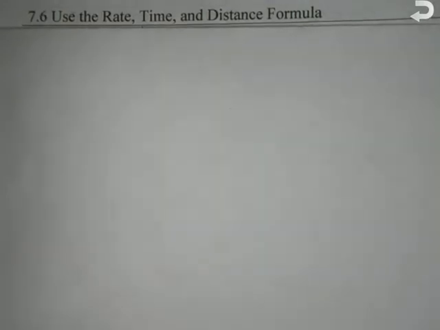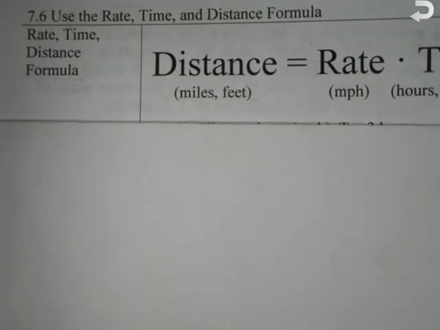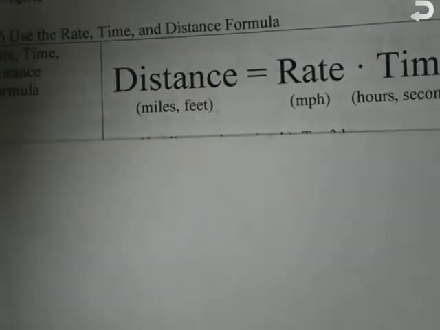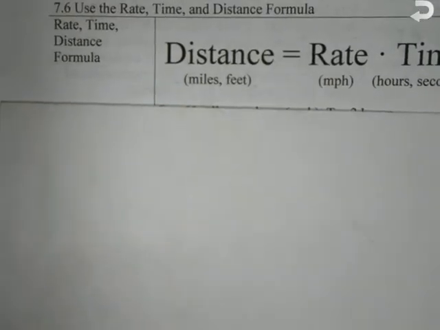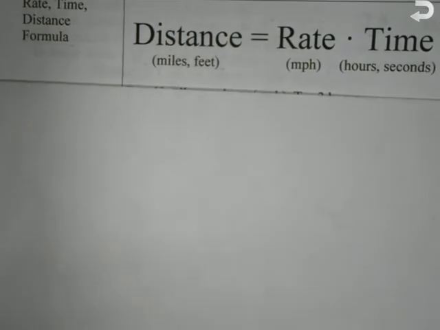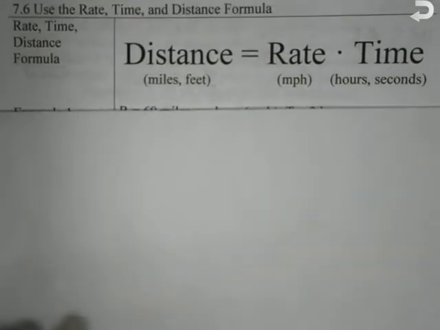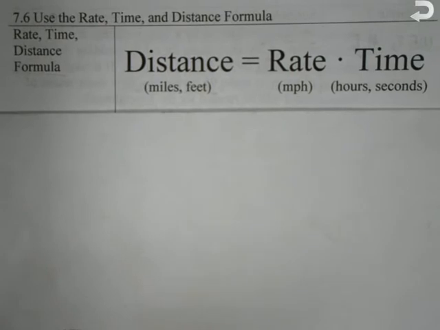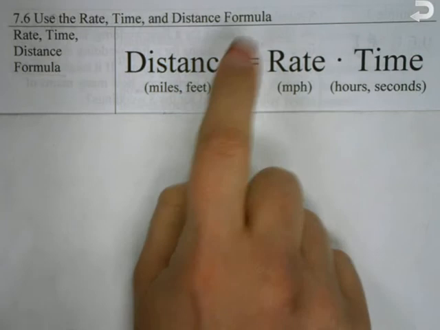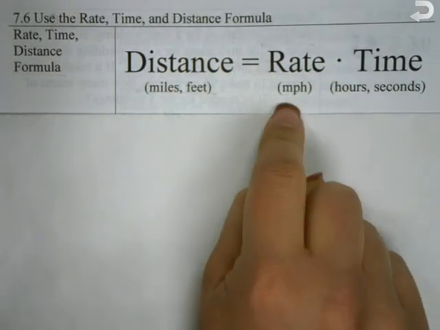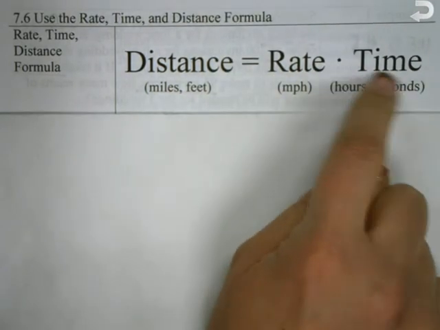And those are a formula, and you might have been using them in science already. Anybody? Not yet? Okay. All right, so there is a special formula for rate, time, and distance. I wrote it really big so that you would remember it. So the rate, time, and distance formula, we need to know what it is. Our formula is distance, which is either going to be miles or feet, equals the rate, which will be usually miles per hour, times the time, and sometimes they might give us time in hours or seconds.